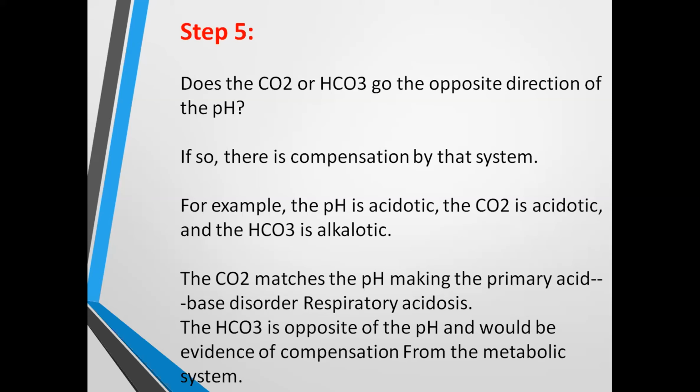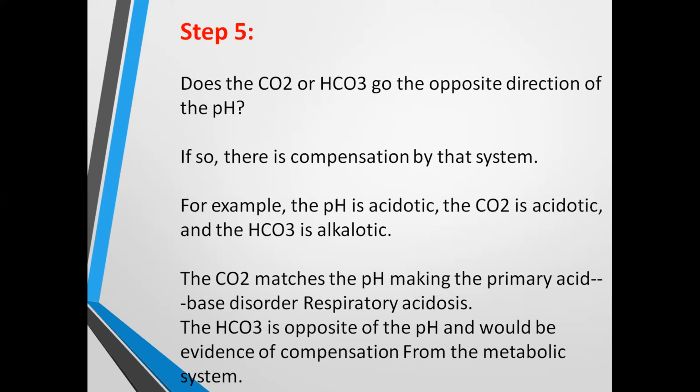The bicarbonate tries to normalize the pH or the carbon dioxide. In conditions where the pH is acidotic and the carbon dioxide is acidotic, the alkalotic agent is basically bicarb. Now the bicarb tries to bring it back to normal. The carbon dioxide matches the pH, making the primary disorder respiratory acidosis. Bicarb is the opposite of pH and would be evidence of compensation from the metabolic system.